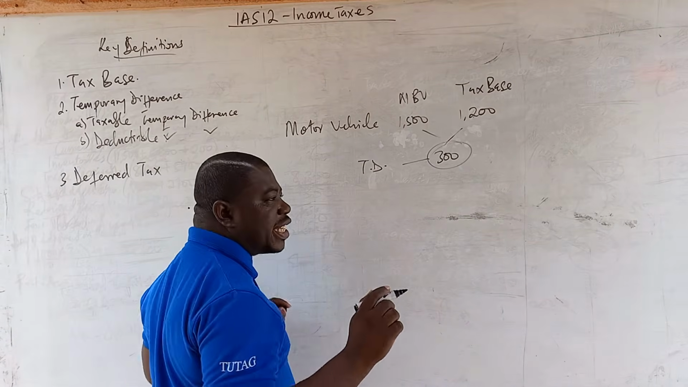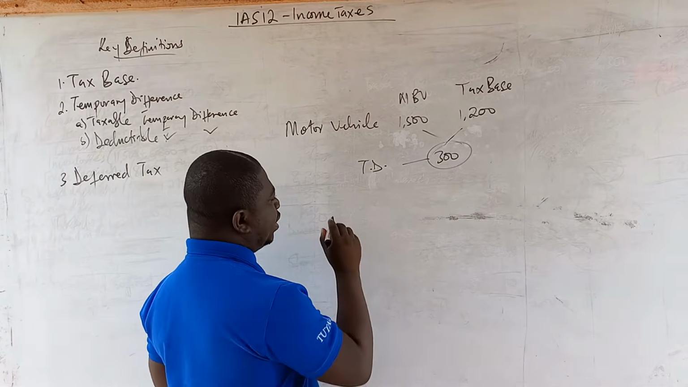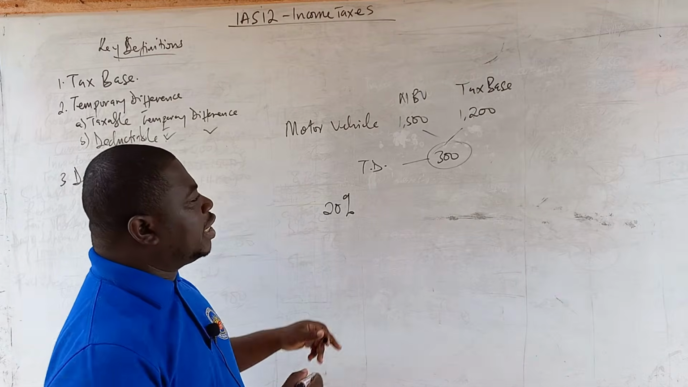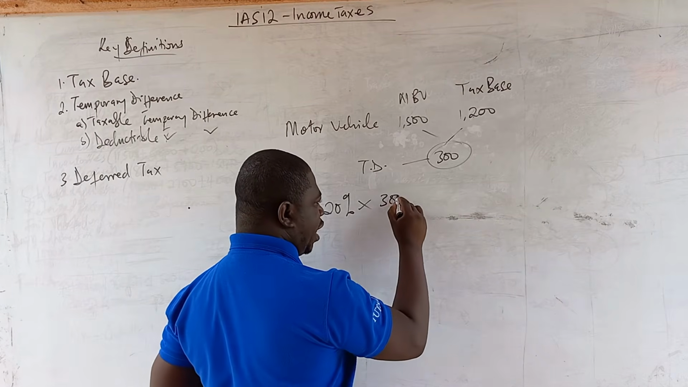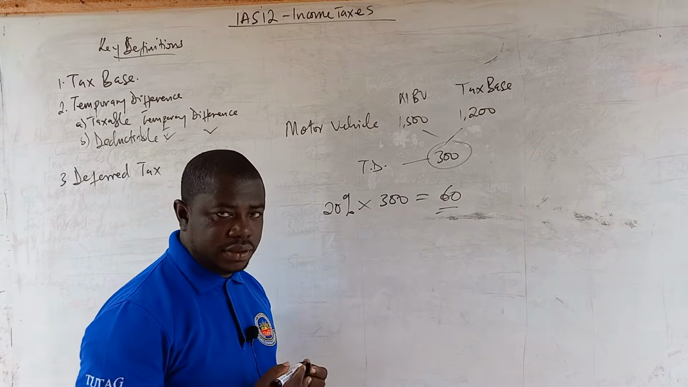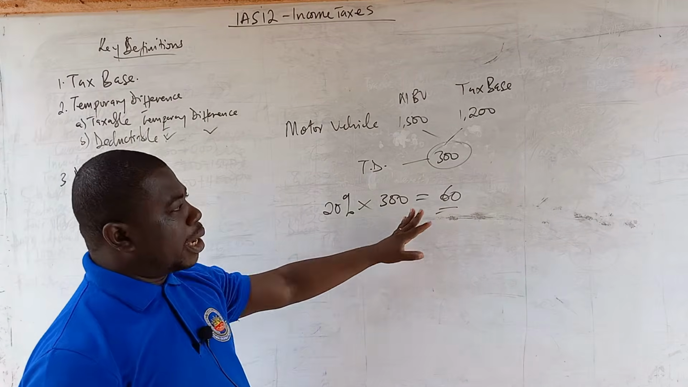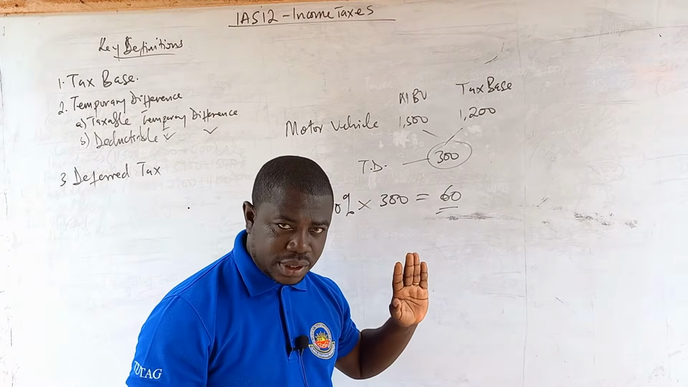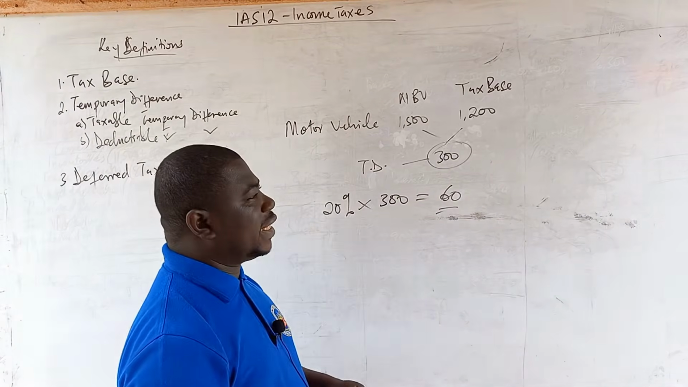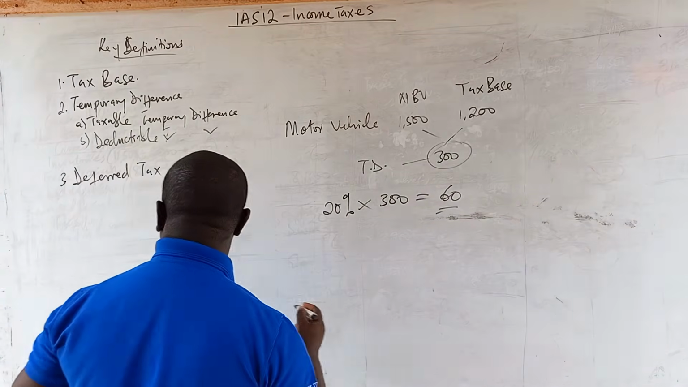So when we apply, let's assume that we have a corporate tax rate of 20%. So 20% is the corporate tax rate. When you apply 20% on the temporary difference of 300, it's going to give you 60. This 60 is a deferred tax. So deferred tax is a tax that arises when the tax rate is applied on the temporary difference. So take note. And we call it deferred tax because they are taxes that are likely to be paid or recovered in the future.